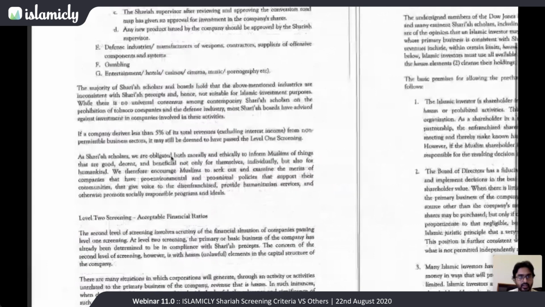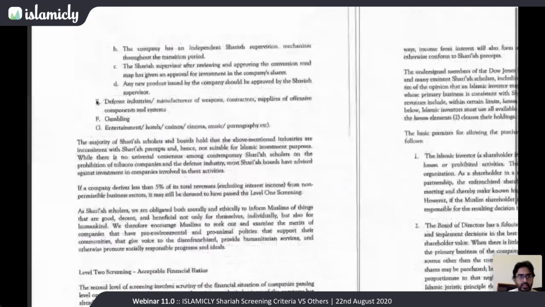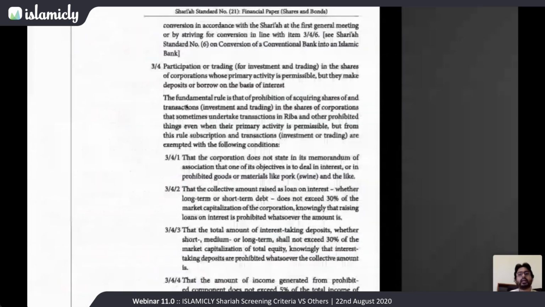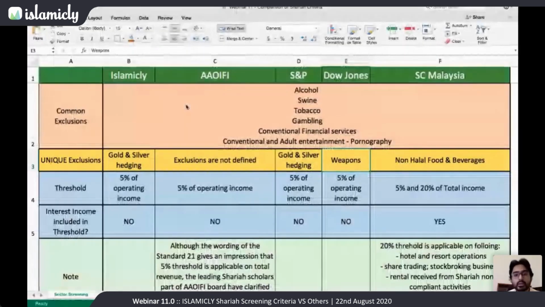As you can see, point number E is what they mentioned: defense industries, manufacturers of weapons, contractors, suppliers of offensive components and systems. So this point number E is an exclusion only by the Dow Jones Sharia board. Now, a lot of people who also follow the AAOIFI Sharia criteria say that weapons is also considered non-permissible.